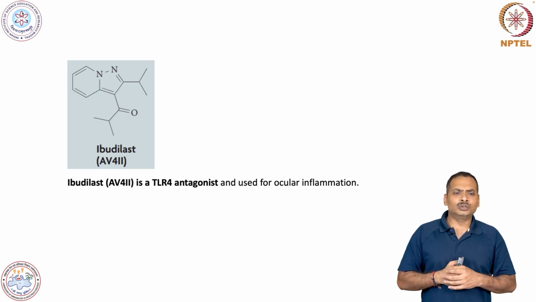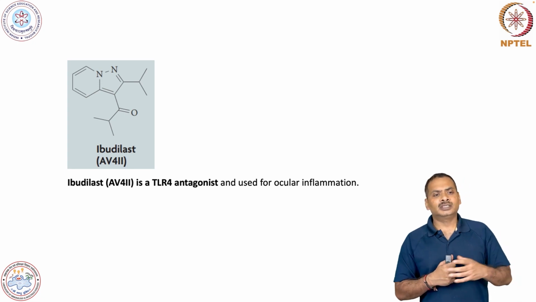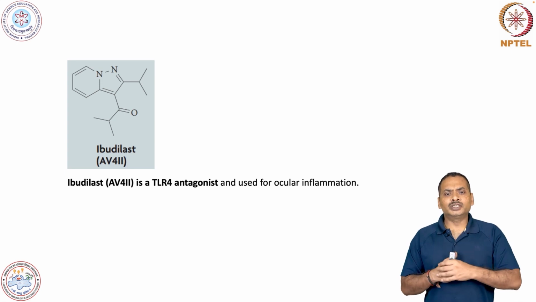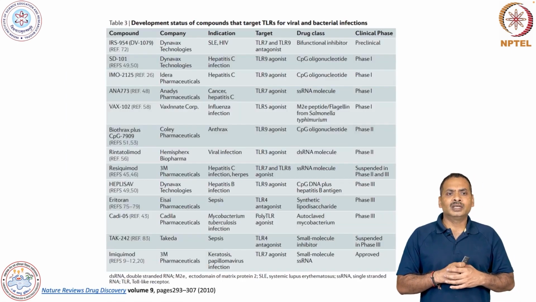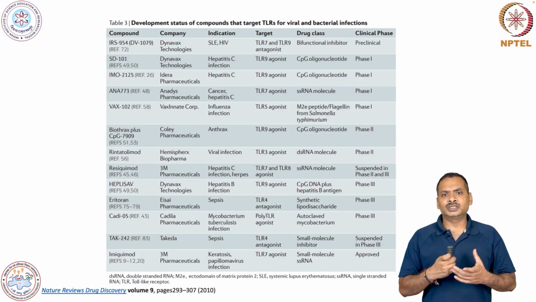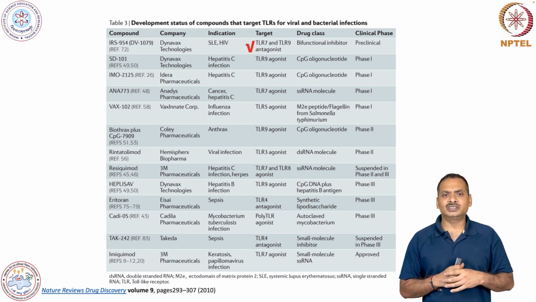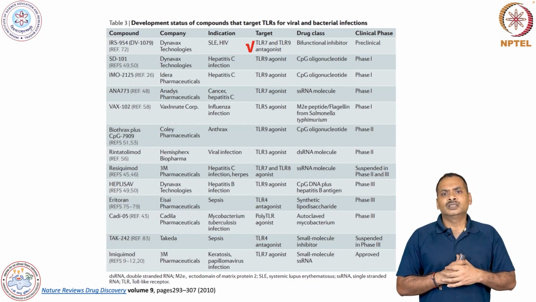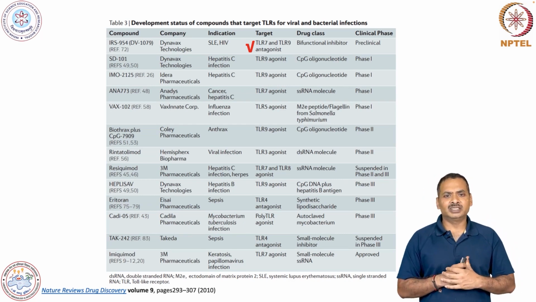This is another molecule which is again a TLR4 antagonist. It's ibudilast. Okay, and this molecule is basically used in ocular inflammation. Okay, and there is a list of molecules which are used in various viral and bacterial infections. Here you can see a TLR7, TLR9 antagonist. It is a bifunctional inhibitor. Basically this dampens the TLR7 and TLR9 mediated signaling.